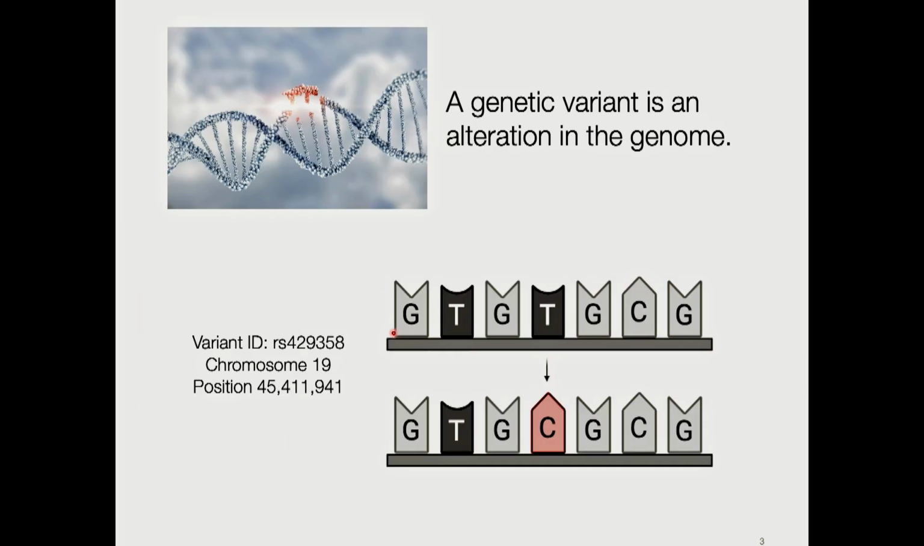Not everyone has the same copy of the genome, and there are small differences from person to person. These small differences are also known as genetic variants. For example, here is a variant, usually denoted by an RSID, located at the 55 million-ish position on chromosome 19, and it has a mutation from a T to a C. There are lots of these mutations in each one of you, which makes you unique, and also makes you susceptible to potentially some diseases.